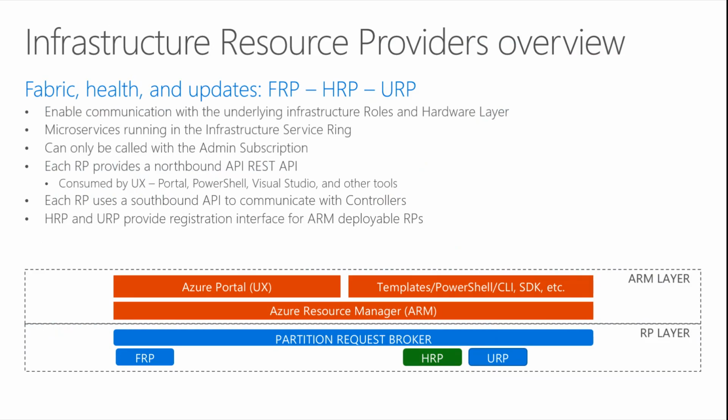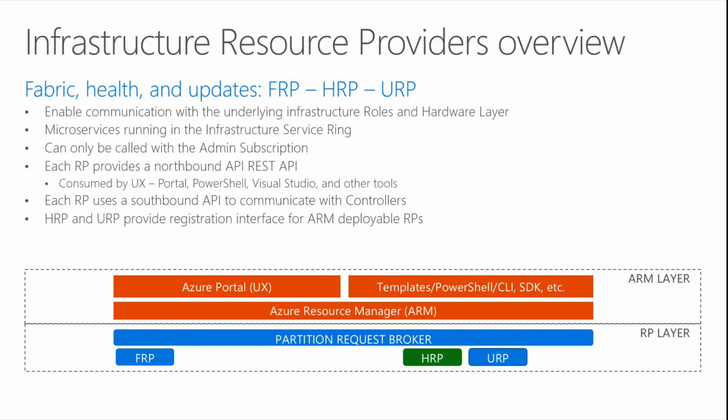Infrastructure Resource Providers Overview. So all these RPs, resource providers, so we have the Fabric Resource Provider, the FRP, the HRP, the Health Resource Provider, and the URP, or the Update Resource Provider. All these resource providers, at the bottom of the picture, we have a partition request broker that gets information as we access things, whether it's the portal or templates or CLI or Visual Studio SDK. Those communicate down through the Azure Resource Manager API level.